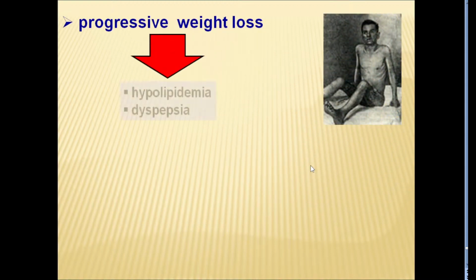We see progressive loss of weight, first of all due to disordered fat metabolism and hypolipidemia, later due to progressive dyspepsia. I said to you, if vital activity is decreased, the patient loses appetite. Taken food cannot be adequately digested because synthesis of bile is disturbed in liver insufficiency, and all mechanisms of the digestive process will be progressively disturbed.